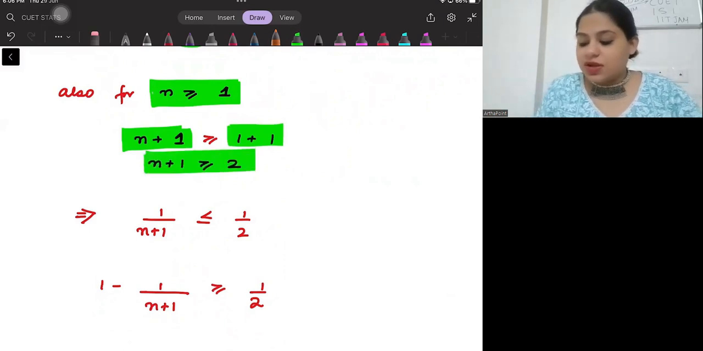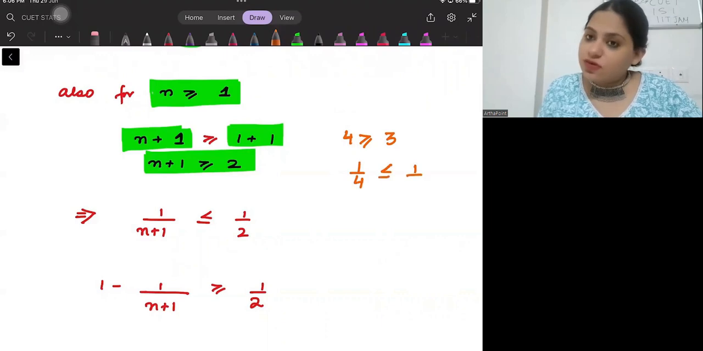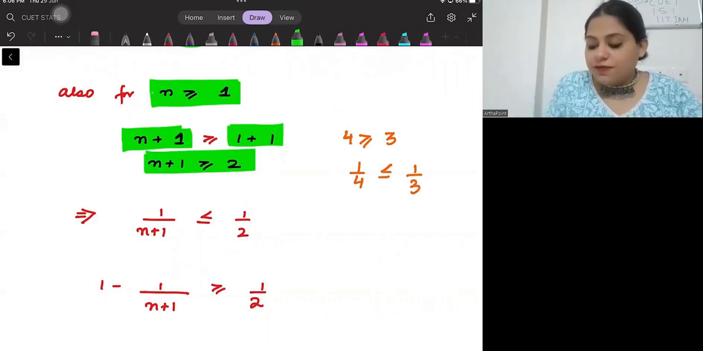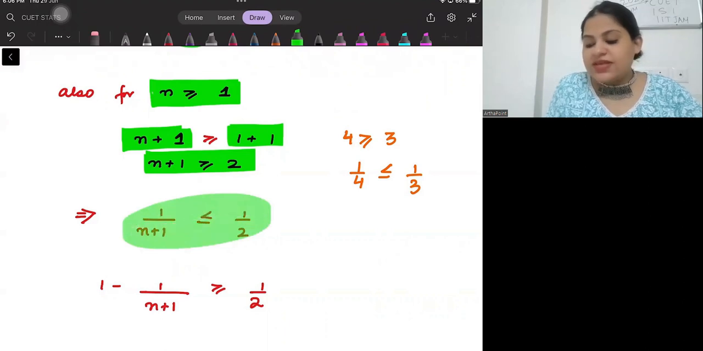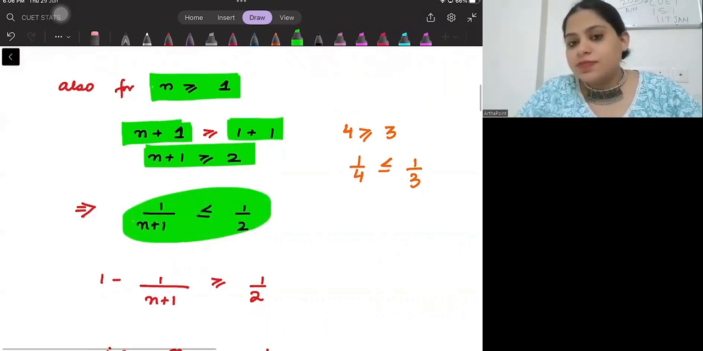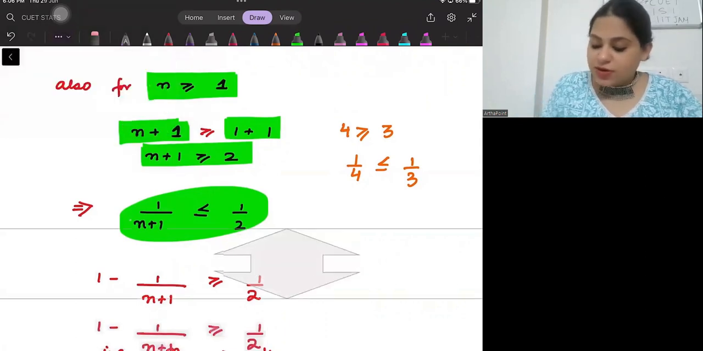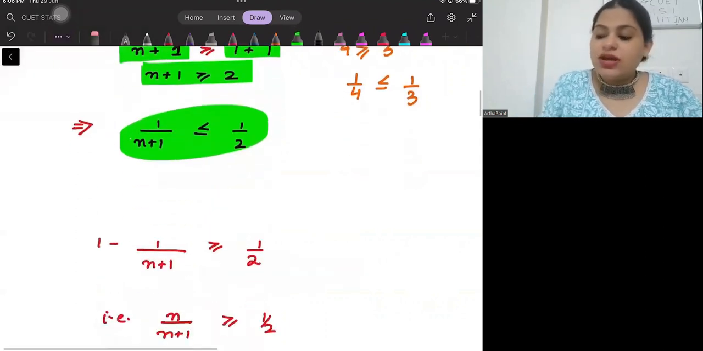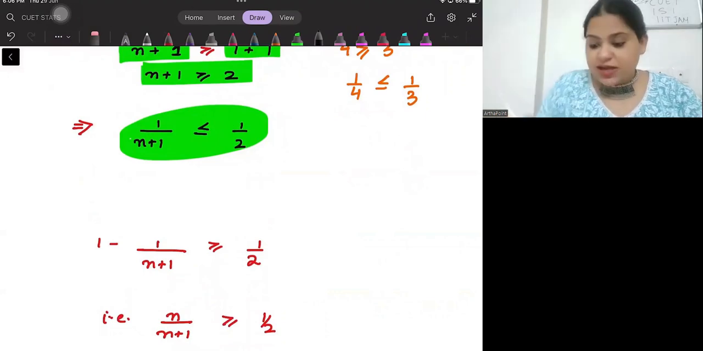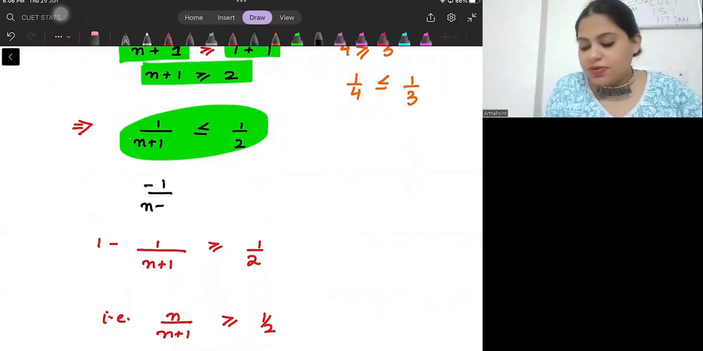Better tell me something. If 4 is greater than or equal to 3, then when I reciprocate it, 1 by 4 will be less than or equal to 1 by 3. So if I reciprocate it, 1 upon n plus 1 will be less than or equal to half. Right? Now let me multiply by minus 1 on both sides. What will minus do? It will reverse the sign. So minus 1 upon n plus 1 will be greater than or equal to minus half.